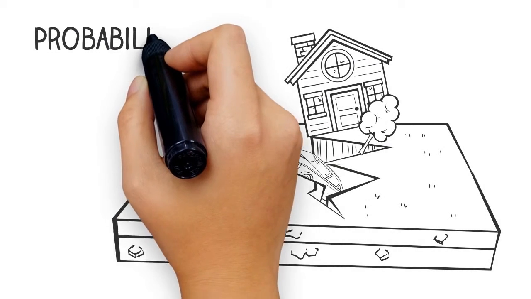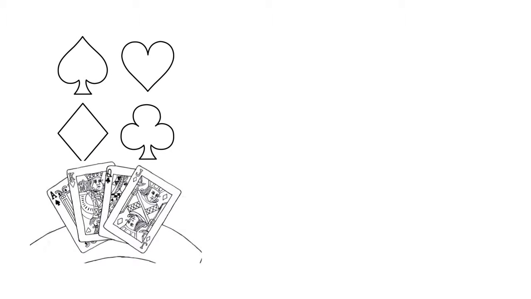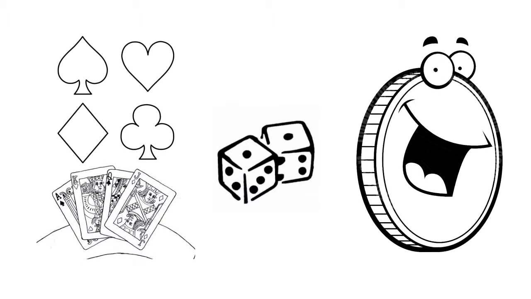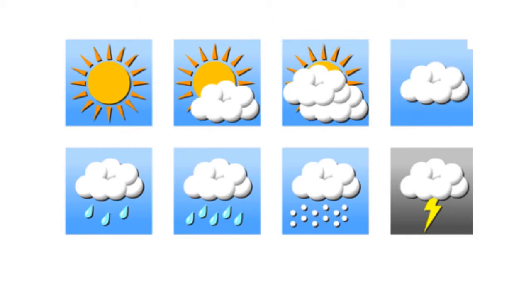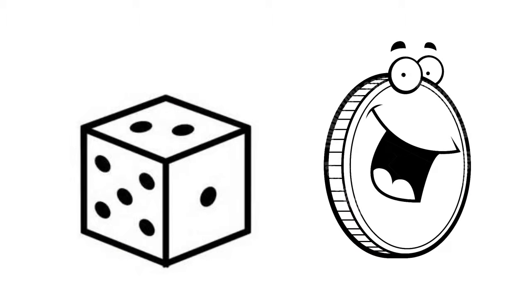Probability is the chance that something will happen and is often used with another type of math called statistics. Probability is often used with games like card, dice, coins, and gambling, although you see it used every day when you watch the news and there is a weather report. For now, we will use die and coin examples because they are easy to understand.